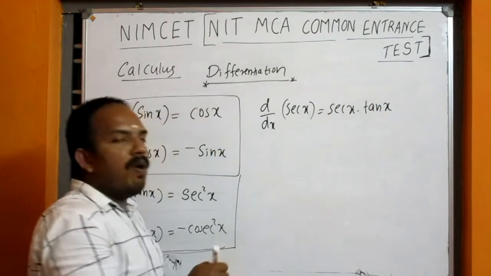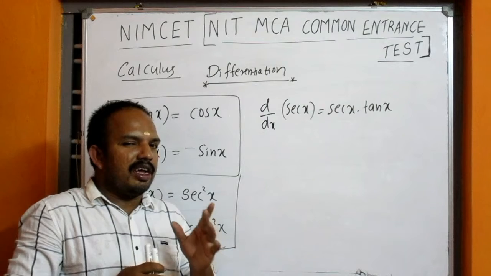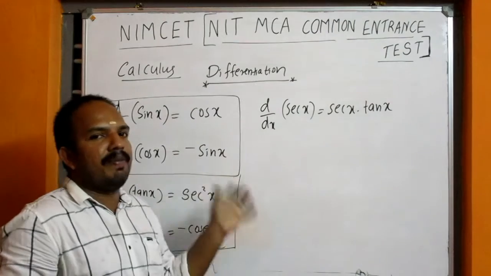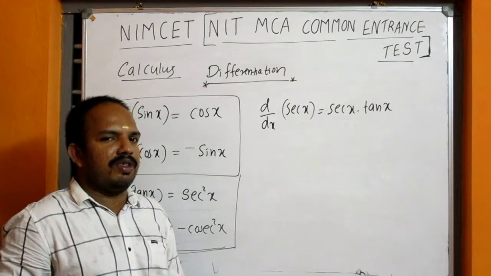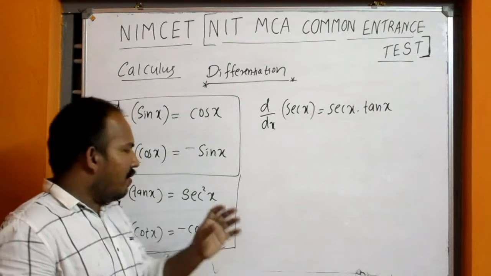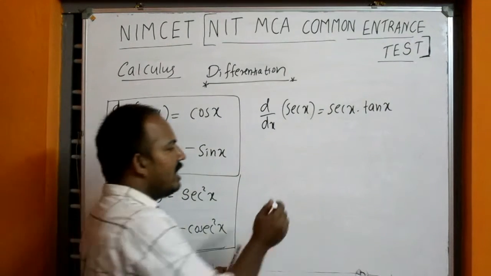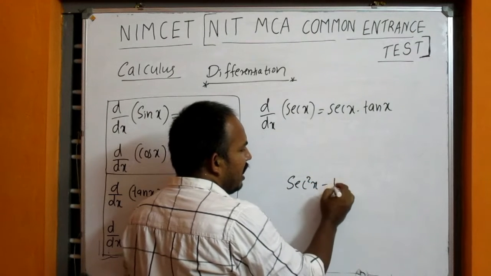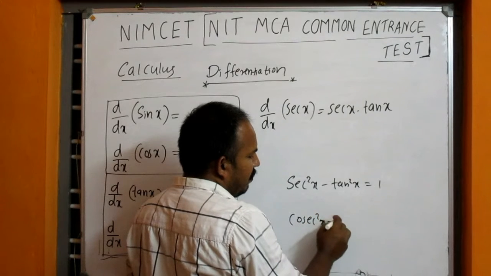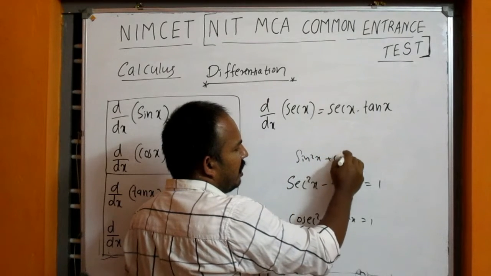In trigonometry, all trigonometry ratios, there are some pairs. There are two relations always in pair. The pair is sin and cos, always a pair. In every trigonometry ratio, sin and cos have some relation. Also tan and sec are satisfying some relations. For example, sec square x minus tan square x equal to 1, and cosec square x minus cot square x equal to 1, sin square x plus cos square x equal to 1.